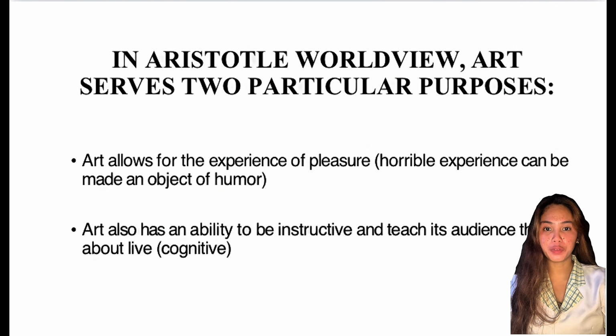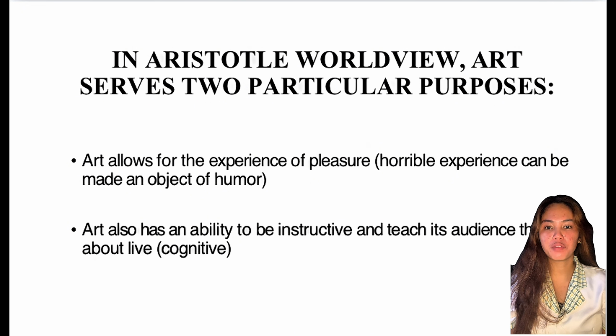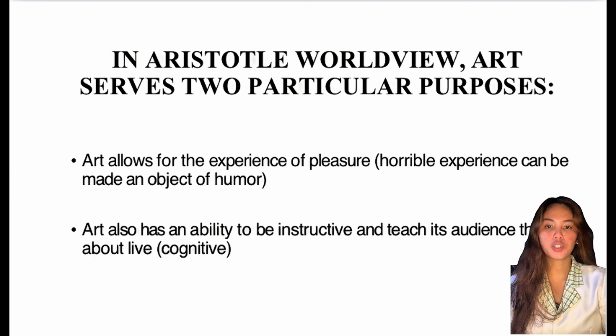In Aristotle's worldview, art serves two particular purposes. First, it allows for the experience of pleasure. A horrible experience can be made an object of humor. So art evokes pleasure, even from unpleasant experiences like tragedy or horror, through creative representation. For example, a tragic play like Romeo and Juliet can evoke both pleasure through its artistic beauty and catharsis by releasing emotions related to sorrow and loss.